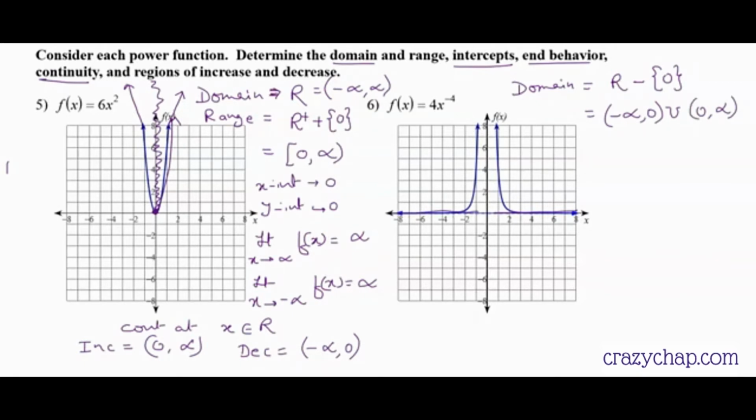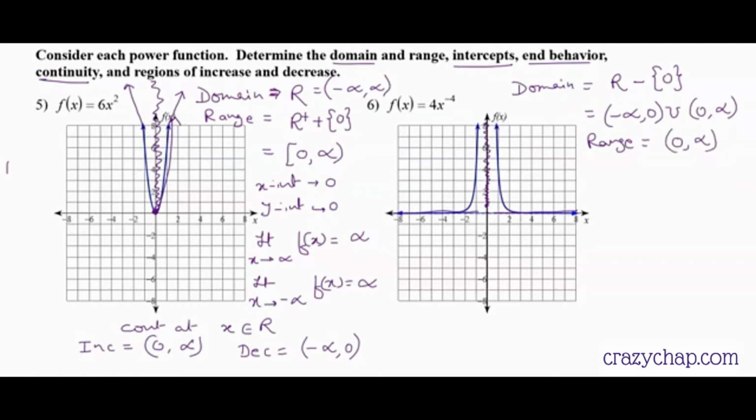Now how to write the range? When I look at the range, I look at the y values the graph is covering. Basically, it is covering all the positive y values, but not 0. Why? Because the graph is not at all touching the x-axis, so the y value at 0 is never being touched. So the range is all the values greater than 0 up to infinity.